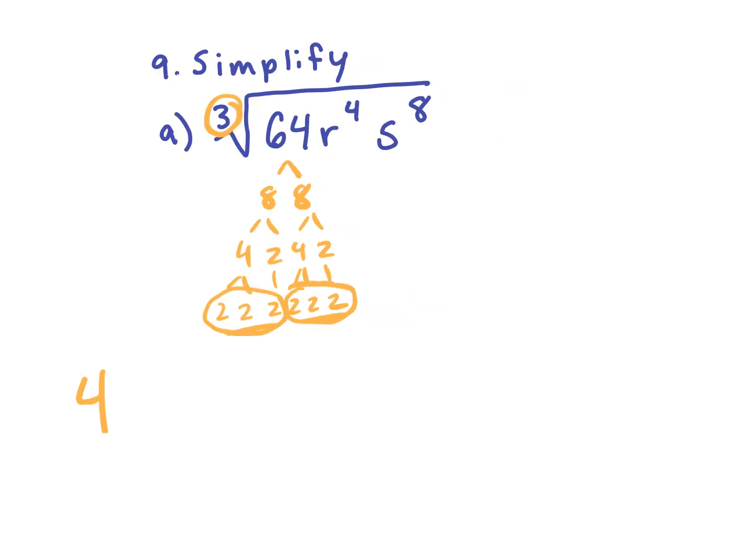All right, let's do the R now. How many R's do I have? 4. And I need to circle groups of how many? 3. Groups of 3. So how many R's are going to come to the outside? 1, because I have one group of R's. Do any have to stay on the inside? 1 R stays on the inside because that 1 R did not get circled. So I have the cubed root of R left on the inside.